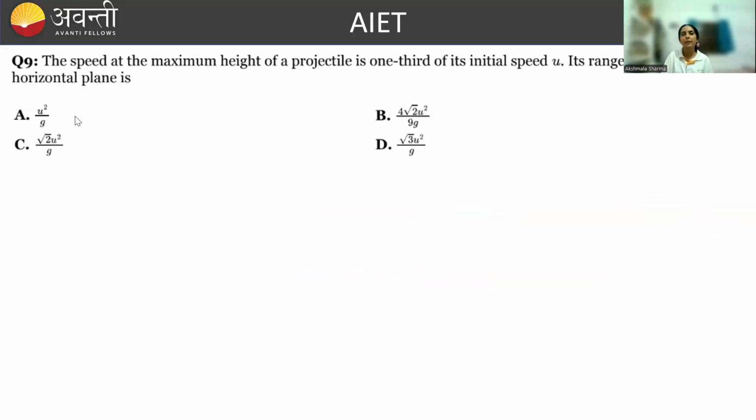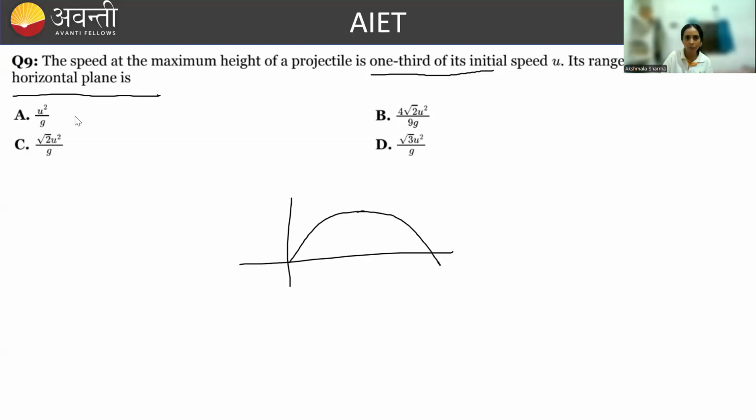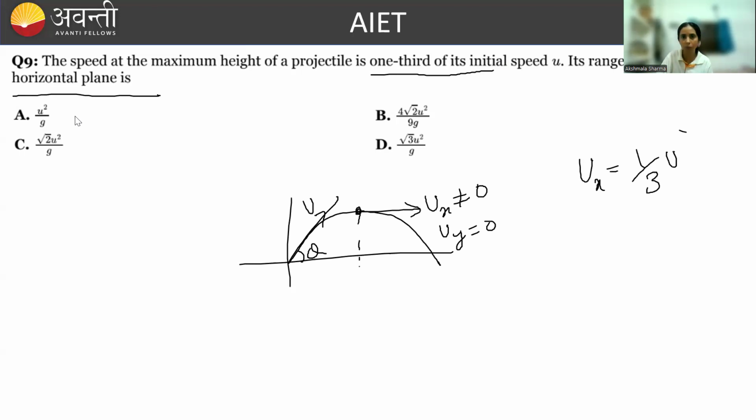Now, the speed at the maximum height of a projectile is 1/3 of its initial speed. Its range in the horizontal plane is what? So here, the speed at the highest point is 1/3 of its initial. Suppose you are projecting it with a speed u at an angle theta. You already know that in projectile motion at the topmost position, only ux is not 0. Uy will become 0 because this is the maximum height beyond which it is not going. It means uy is 0 over there, right? So this is the case. If velocity at the top point is 1/3 of initial speed, it means ux is 1/3 of u.